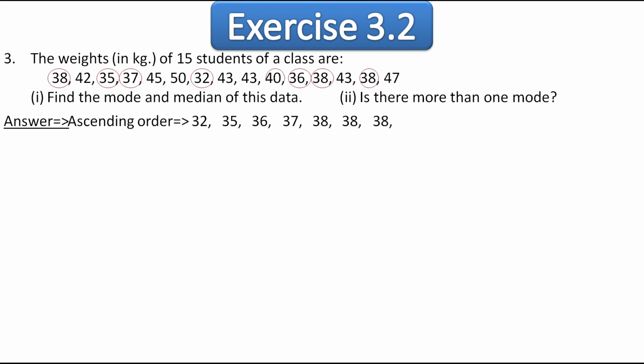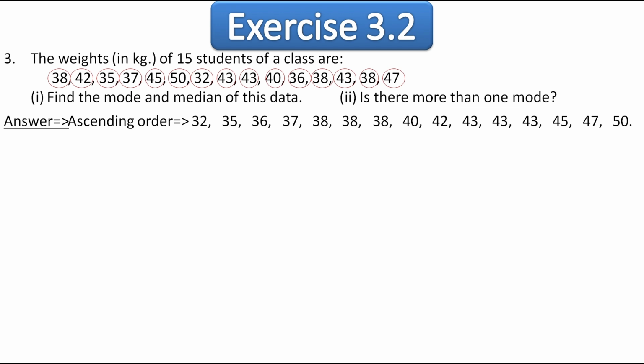Next we have 40, so I'll write 40. Next we have 42, so I'll write 42. Next we have 43, so I'll write 43. One more 43 we have, so I'll write 43 once again. One more 43 we have, so I'll write 43. Now we have 45, so I'll write 45. Next we have 47, so I'll write 47. Next we have 50. Okay, so I wrote all the data in ascending order.